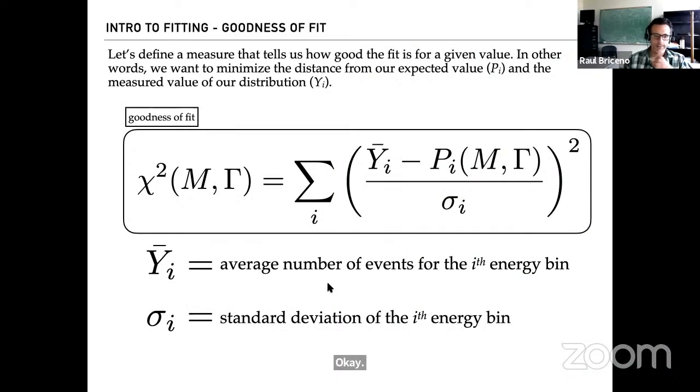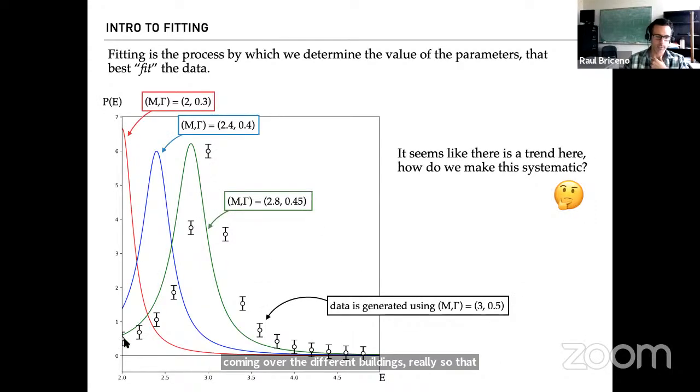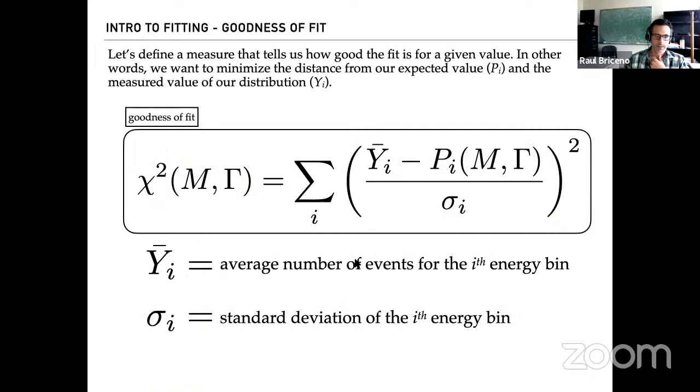Okay. So it's just some number of events. There's some data that I've collected, and I called it Y, and I'm summing over the different binnings, really. So in this case, this would be like energy 1, energy 2, energy 3, energy 4, all the way to the final energy, right? And the Y is just a value here. So this would be somewhere around 0.5. This one would be around 1. This one would be close to 2, et cetera. And so that's what the Y bars are, okay?